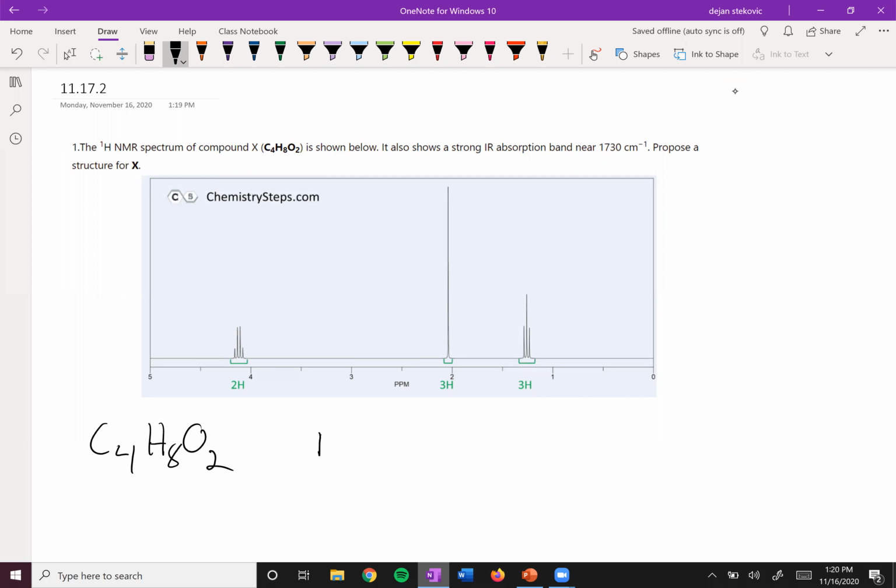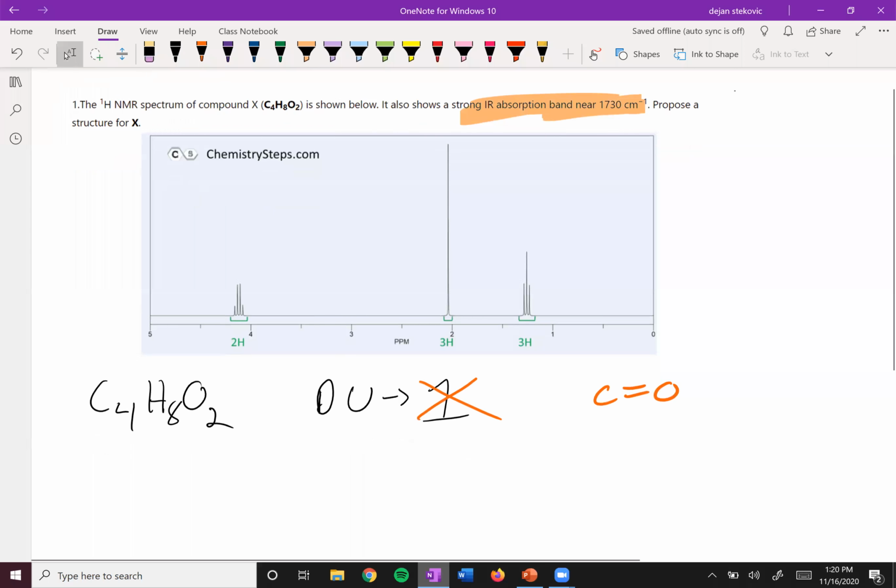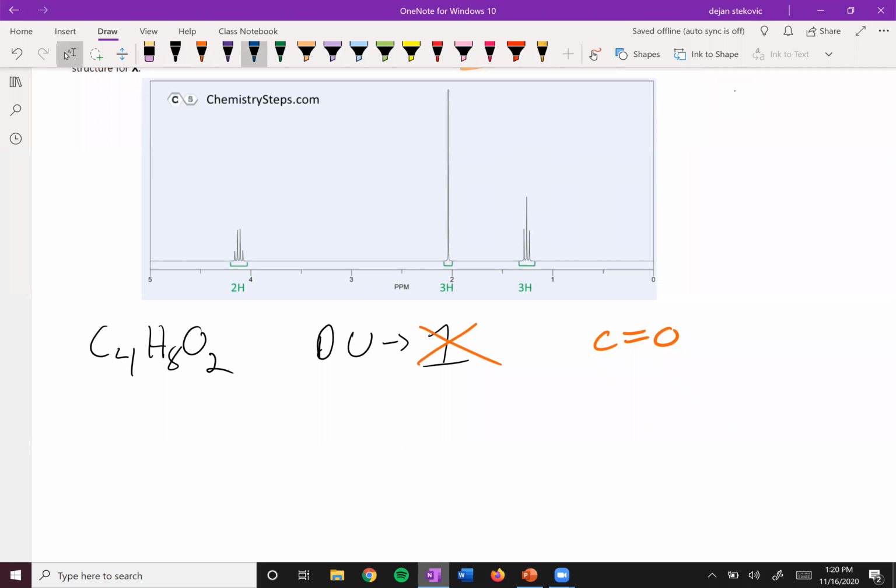Right, the first thing we want to do is calculate the degrees of unsaturation. Again, you can use the equation if you'd like, or you can just think about it. This can have up to 10 protons. It has 8, and so it's missing 2, so it has 1 degree of unsaturation. And then you can see they give us some more additional information. We have an IR absorption band around 1730. That points to a carbonyl, right? So we've got a carbonyl, and then we've used up our 1 degree of unsaturation, so we don't have to think about that anymore. Let's think about what kind of protons we've got.